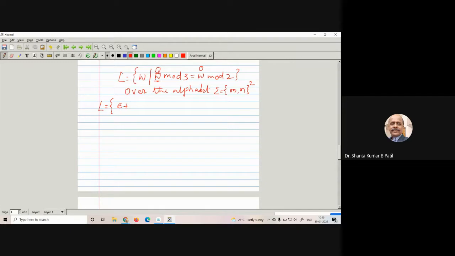Next, you can take only one symbol. W is an M. M means 1. 1 mod 3 is what? 1 mod 3 is 1. And M means 1. 1 mod 2 is also 1. Okay, 1 is equal to 1.